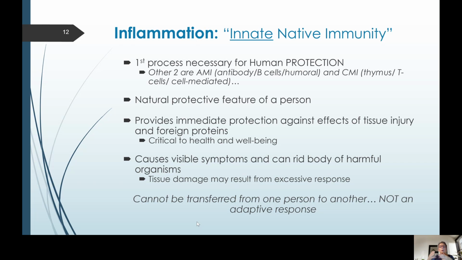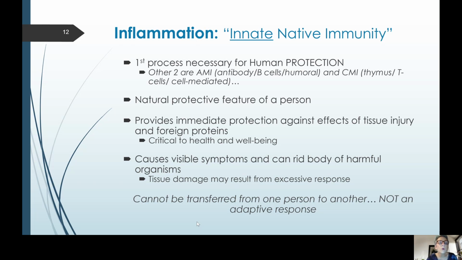COVID-19 infections. But let's back it up just a little bit and talk about basic inflammation, which is also known today as our innate native ability. So this is what we're born with. It is our first process, necessary for our human protection. We'll talk about the other two types shortly, and those are the antibody-mediated immunity, which is from the B lymphocytes, and then the cell-mediated immunity from the T lymphocytes. But before we get to that, we'll talk more about just inflammation.